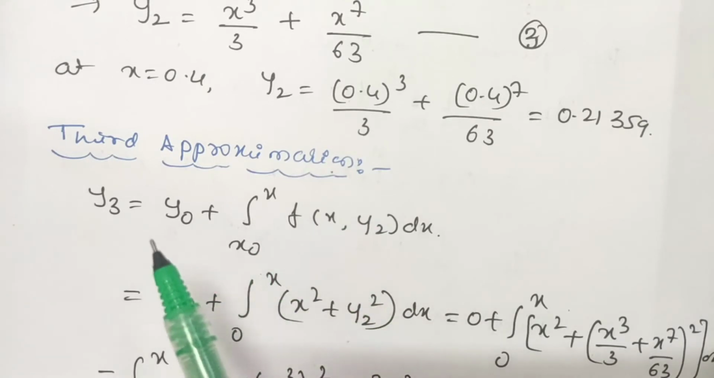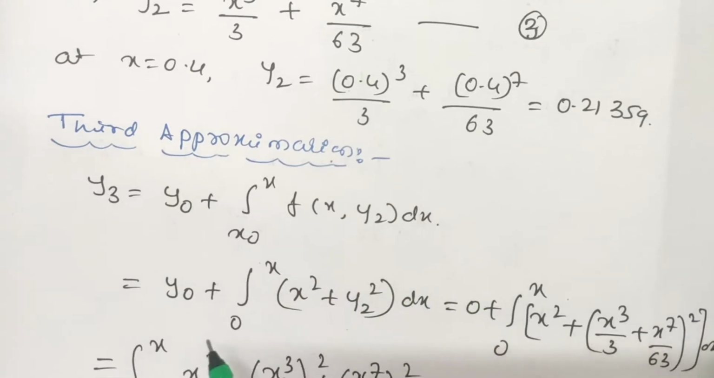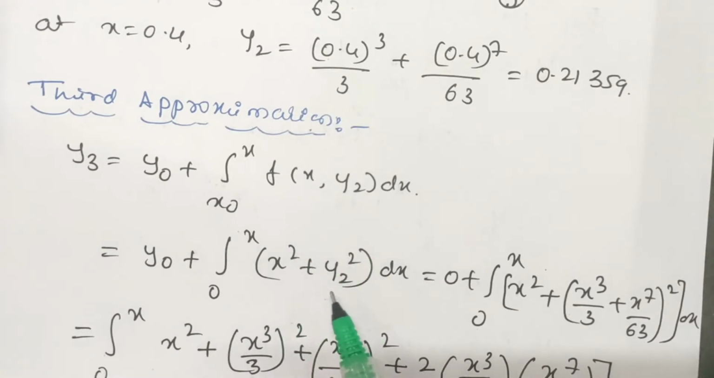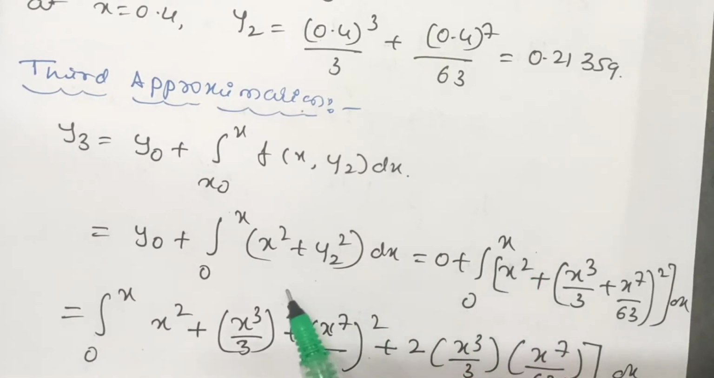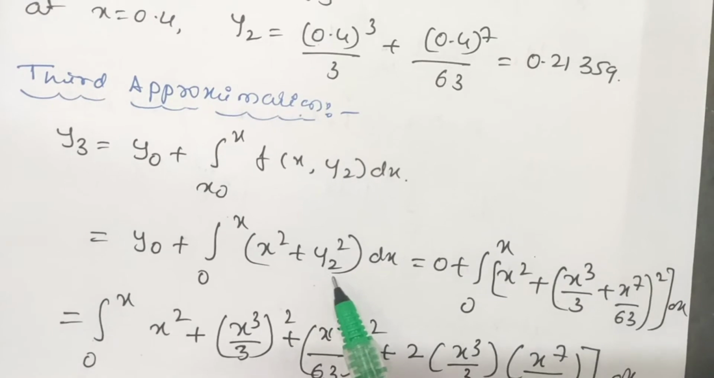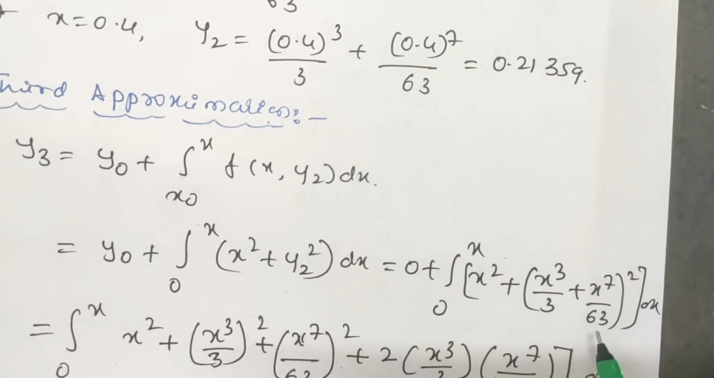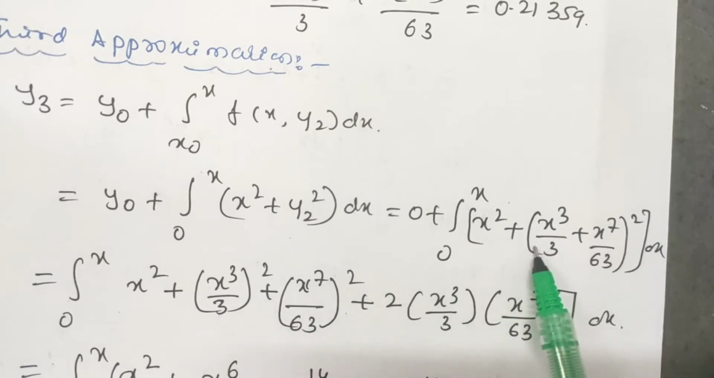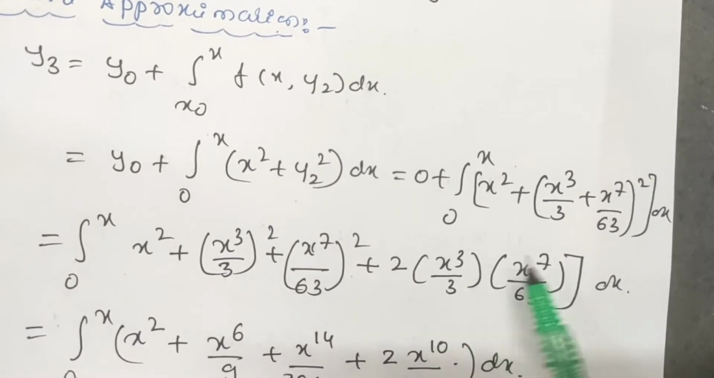Third approximation: y3 is equal to y naught plus integration from x naught to x of f of x comma y2 dx. So it is equal to y naught plus integration from 0 to x of f of x, y2, which is x square plus y2 whole square, dx. It is equal to 0 plus integration from 0 to x of x square plus y2 square. From equation number 3, we know the value of y2: x cube by 3 plus x to the power of 7 divided by 63, whole square. So it is x square plus x cube by 3 whole square plus x to the power of 7 by 63 whole square plus 2 times x cube by 3 into x to the power of 7 by 63. It is a plus b whole square.